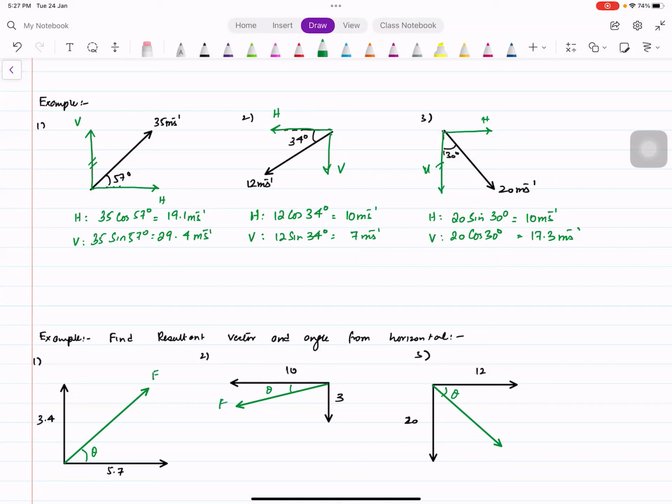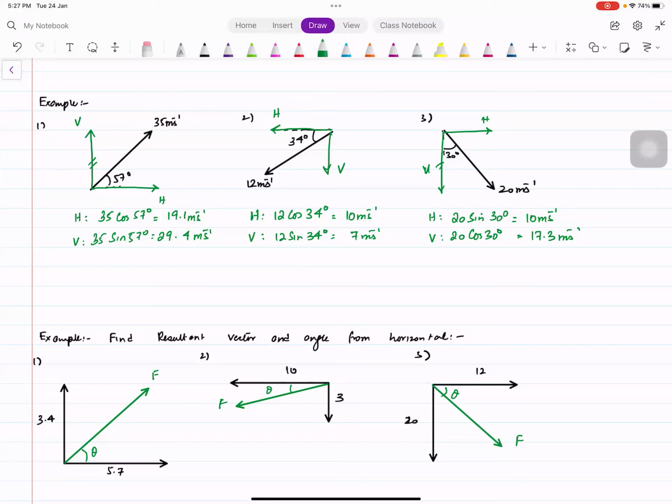Sir, wait. How do you know the angle? They've written: find resultant vector angle from horizontal. Oh, okay.